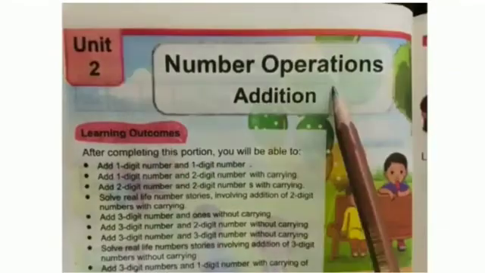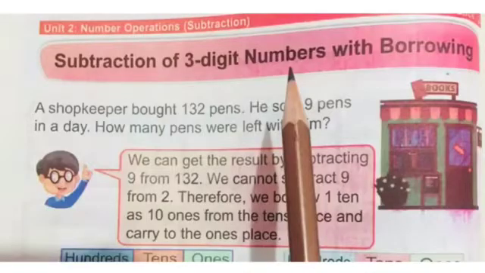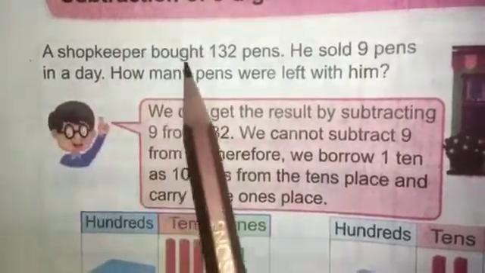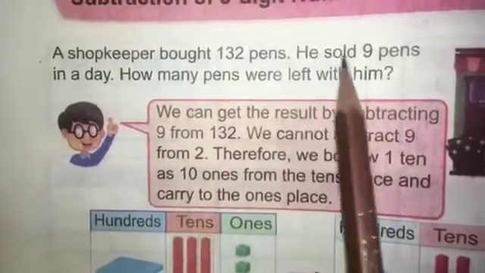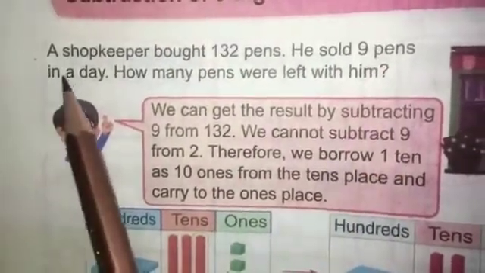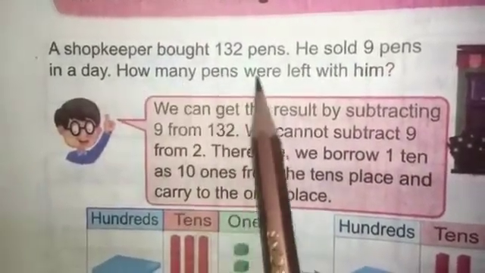Unit number 2, number operations, subtraction. Students, our today's topic is subtraction of 3-digit numbers with borrowing. A shopkeeper bought 132 pens. He sold 9 pens in a day. How many pens were left with him?